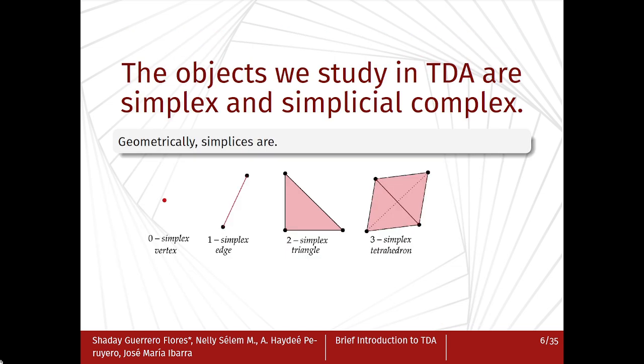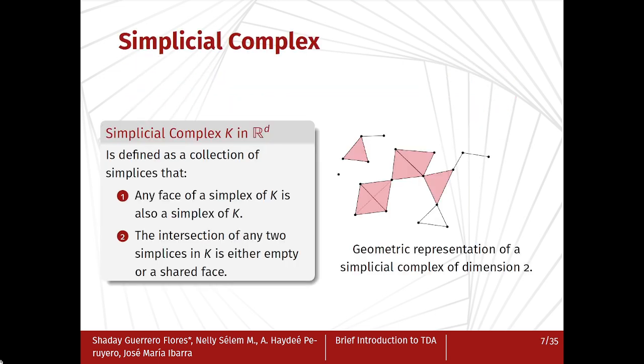The objects we study in TDA are the simplices and simplicial complexes. Geometrically, the simplices are vertices, edges, triangles, tetrahedra, and so on. A simplicial complex is a collection of simplices that satisfy two conditions: if you have two simplices, the intersection is empty or is a face, and the face of a simplex is another simplex in the collection.